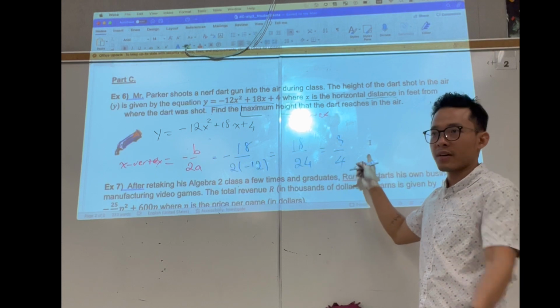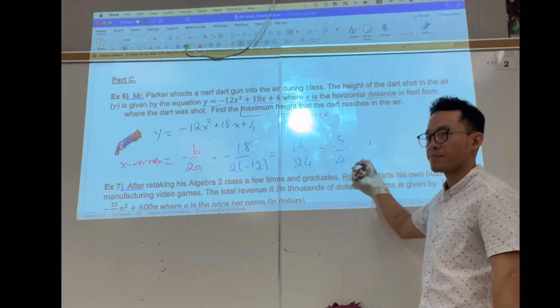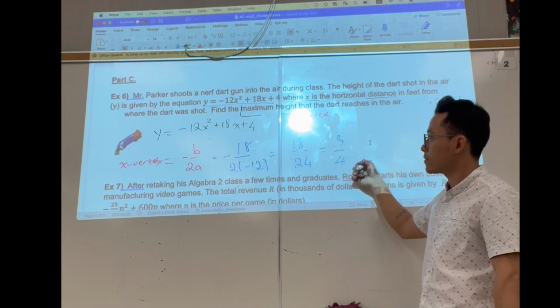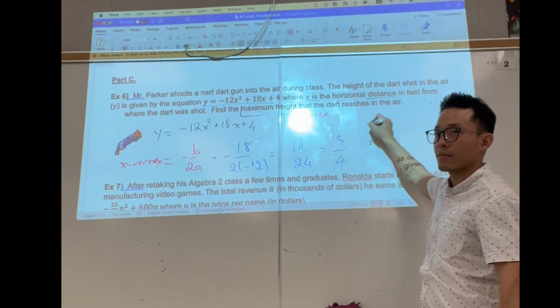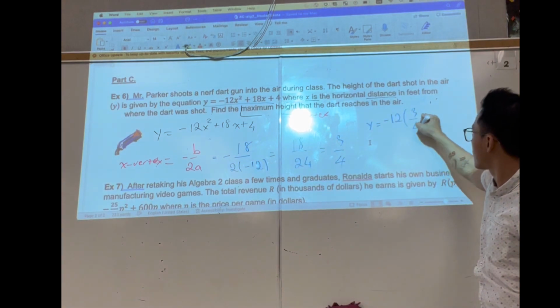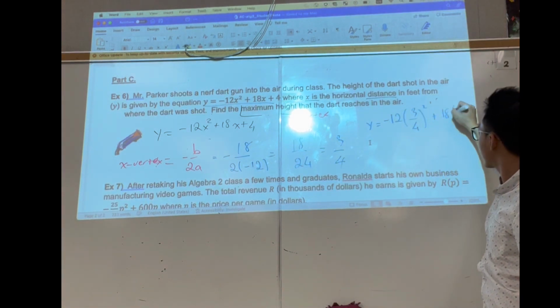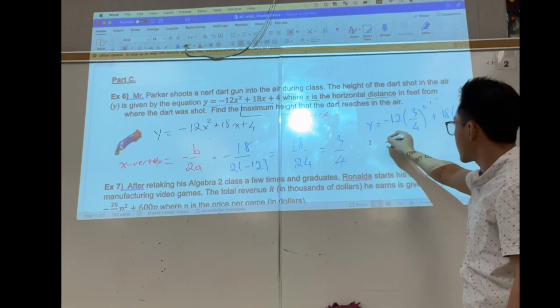Okay, David, you want to help me get a point? How can you find y vertex? That's 4, right? Do you agree? Just plug it in to find y vertex, right? Okay, David, this is how we calculate it.